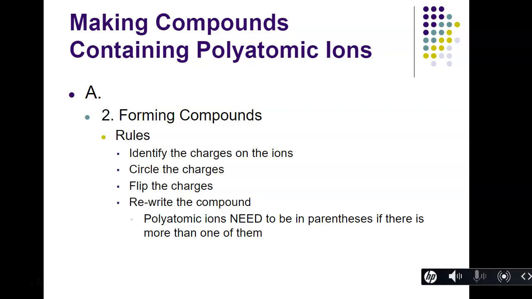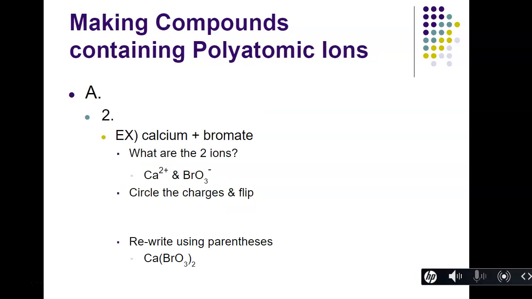So our rules before were figure out the charges, circle the numbers, flip them, and rewrite. And it's the same exact rules for this. Identify the charges, circle them, flip them, rewrite the compound. But now we want to remember that the charge applies to that whole polyatomic, so you might need to use parentheses. For example, right here, I want to make calcium bromate. That's my goal compound.